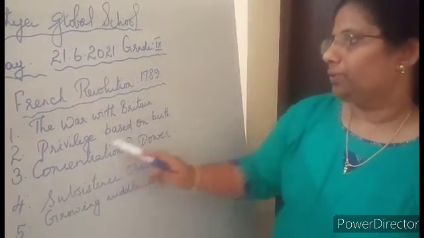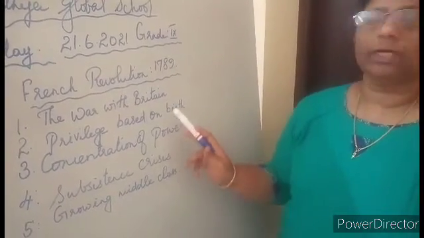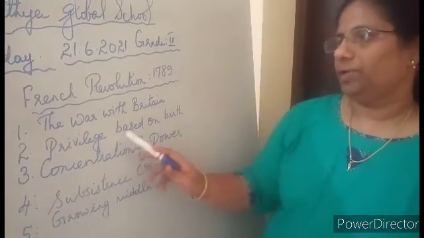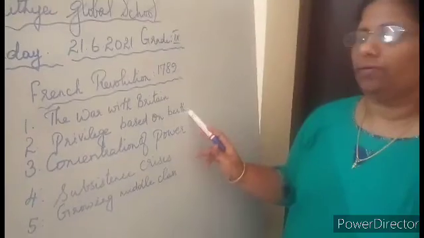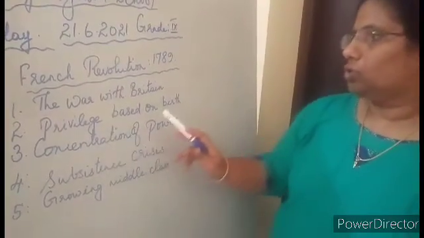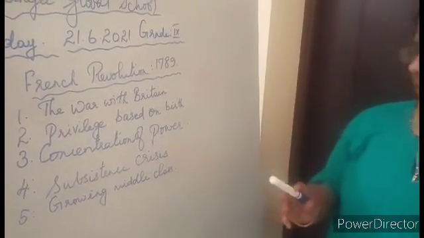Second one, privilege based on birth. Because by birth itself, the clergy and the nobles were considered the privileged classes. But the peasants did not have any privileges. That is the second point. So privilege was based upon birth, not by merit.